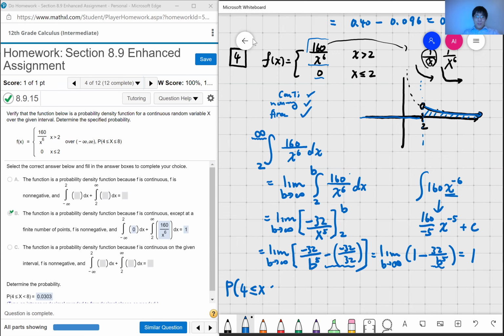value between 4 and 8. Okay. So we need to find this. This is basically we need to find the area under the curve for x between 4 and 8. Okay. So we are going to integrate this one. Now, again, we already know what its antiderivative is, so we just borrow that result. So negative 32 over x to the power of fifth, and you plug in 8 and 4.